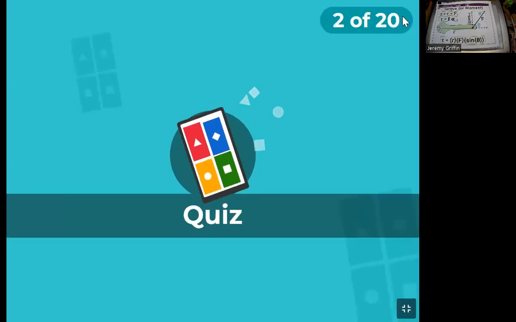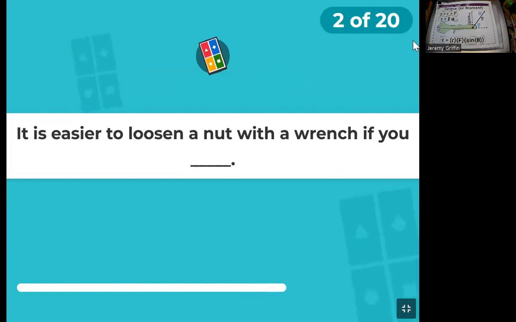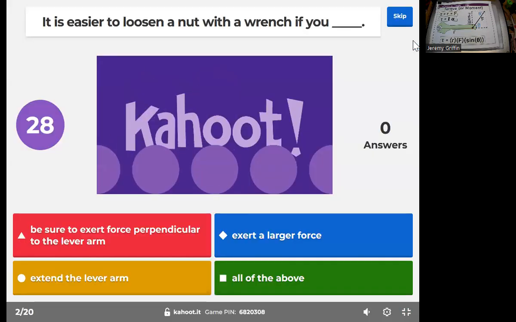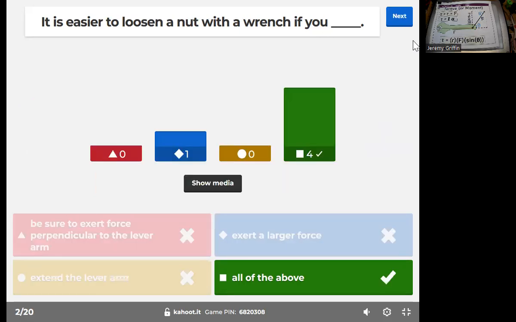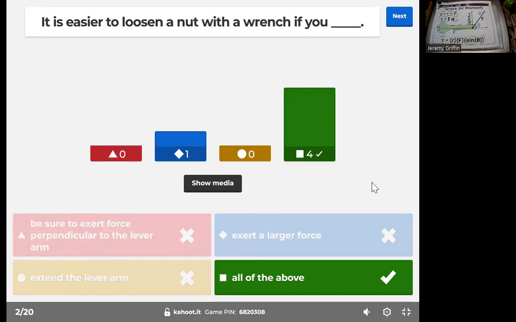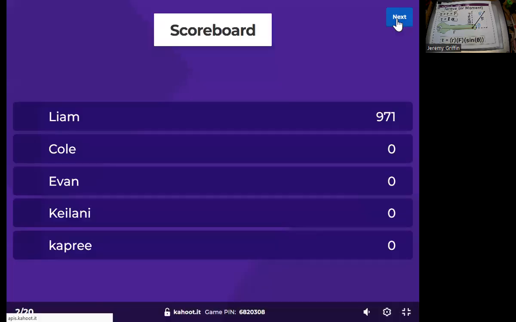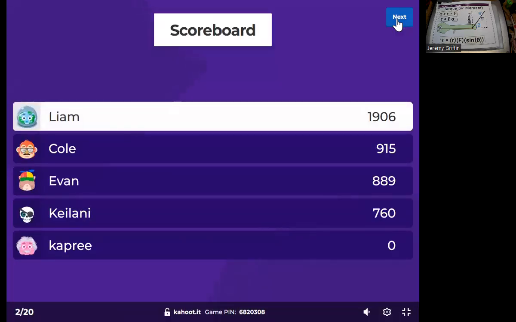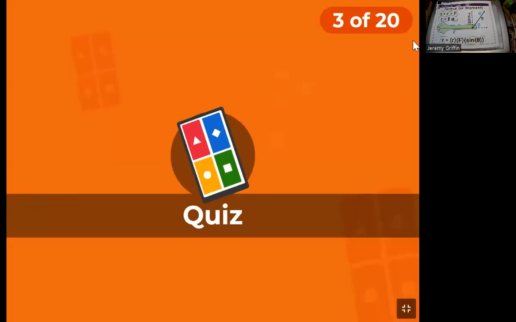Oh yeah, the points. Question number 2. It's easier to loosen a nut with a wrench... Yeah, there you go. All the above. So larger force, larger lever arm, and also make sure that they're perpendicular to each other. That's what the sine theta is about. All right. Got Liam, Cole, Evan, Kaylani getting points.